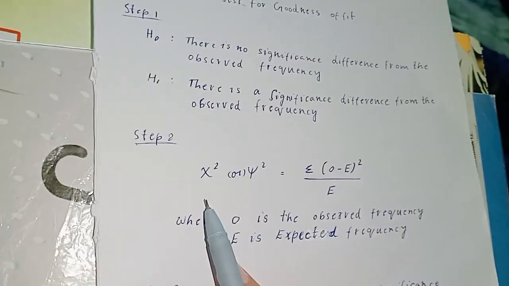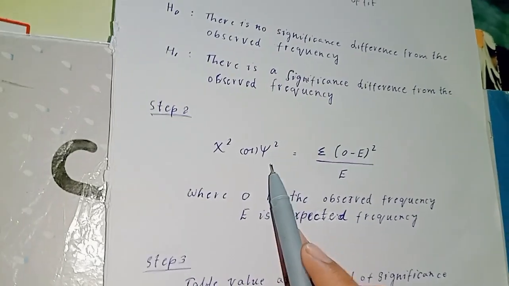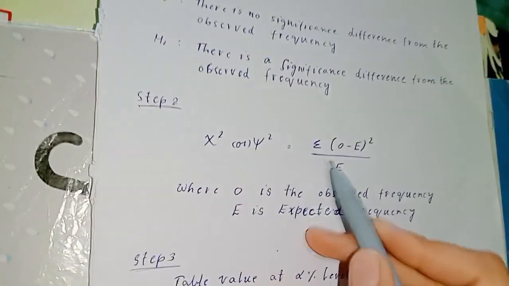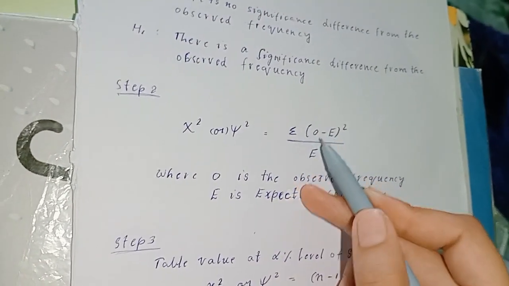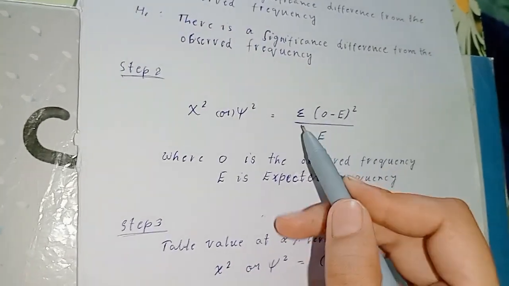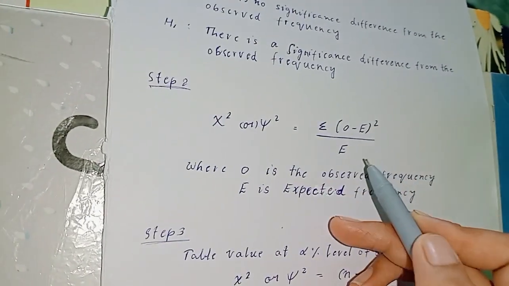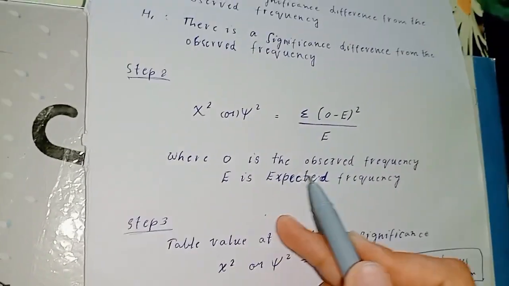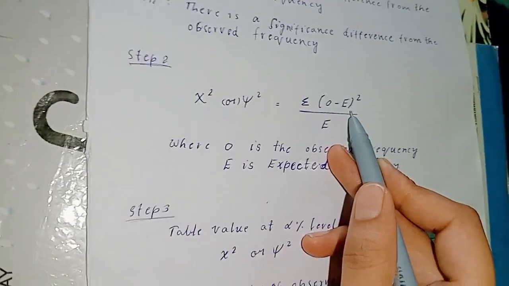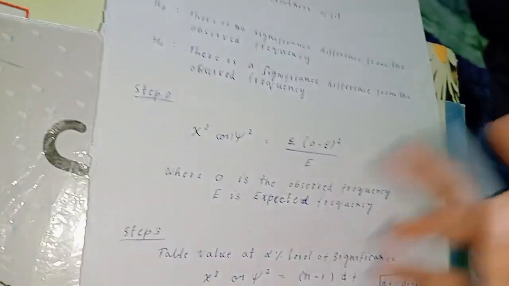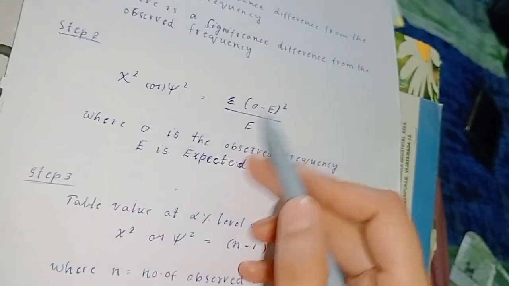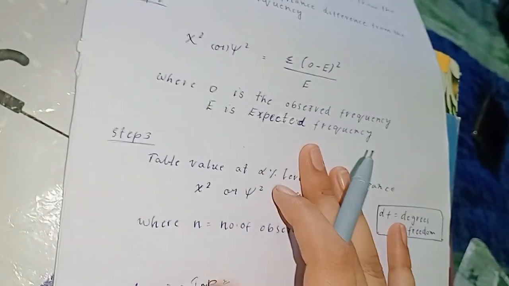Step 2, psi square or x square. We also call it psi square or x square. It is a formula: summation of (O minus E) whole square by E. Here O is the observed frequency. E is the expected frequency. All these elements will come under a table. By using all this, we have to construct a table.